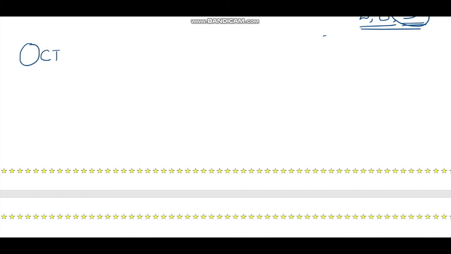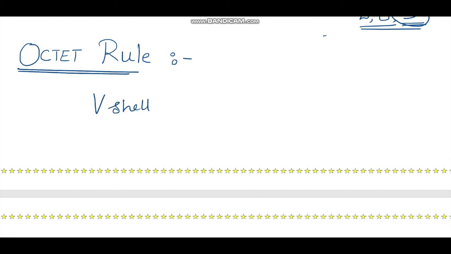Before we go forward and start figuring out our valencies, we need to talk about the octet rule. The octet rule states that the valence shell should have 8 electrons. Oct, you all know, means 8. So the valence shell should have 8 electrons. Every atom, every element tries to satisfy this rule.